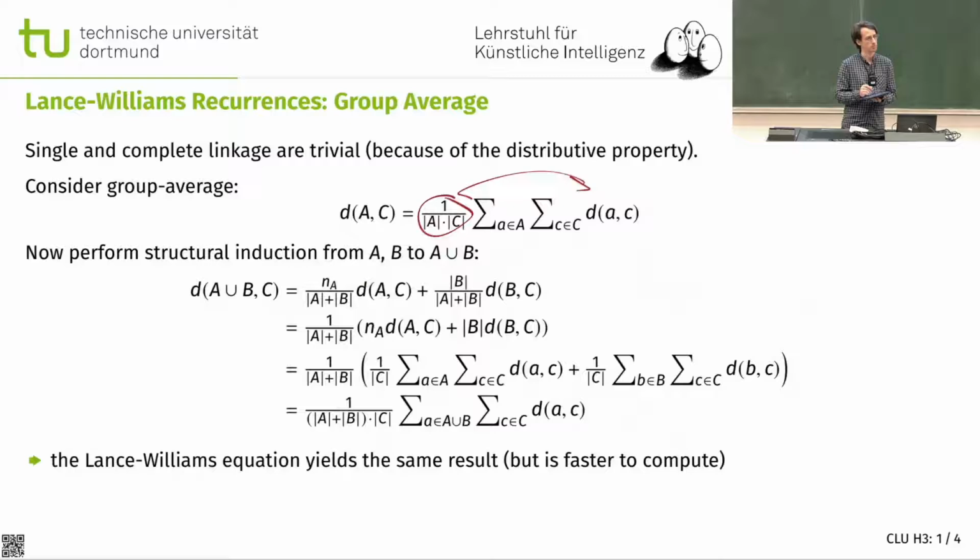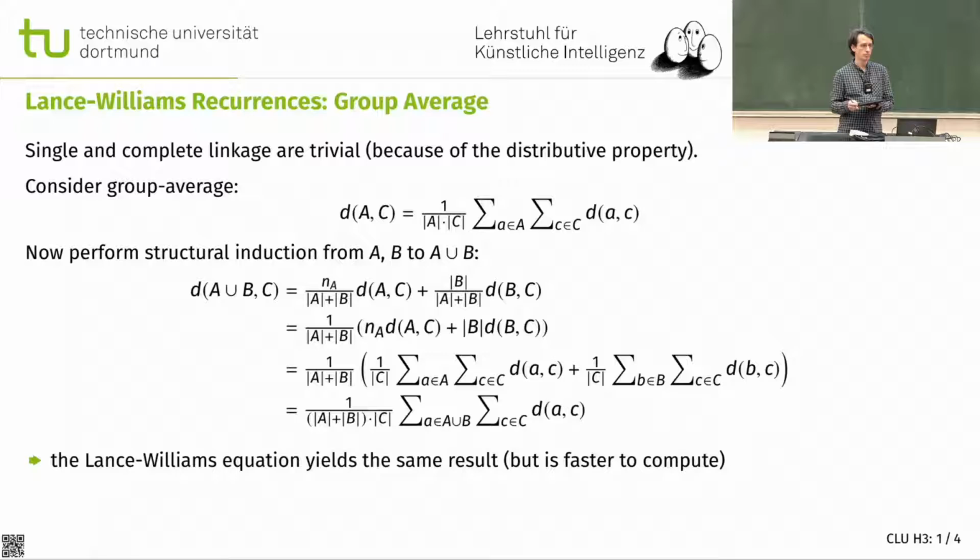I'm not using metric, I'm not using symmetry, I'm not using anything here, I'm not using that it's not negative. I can put a similarity function there, and I get the exact same computation, the same proof. So it works also for similarities.